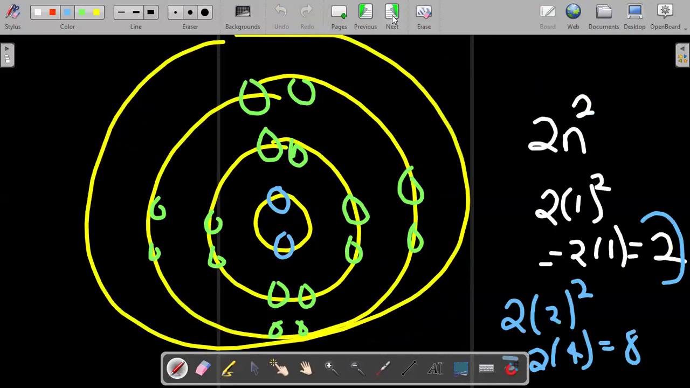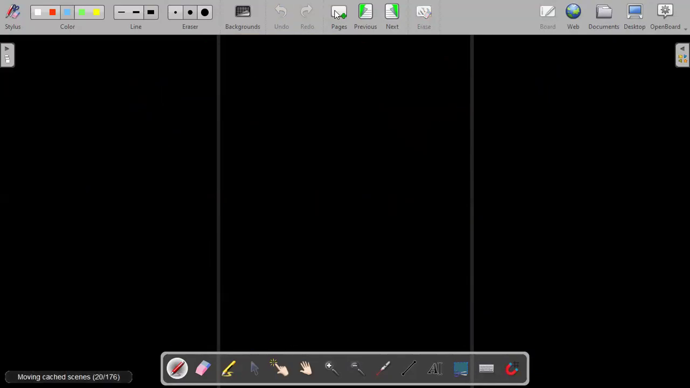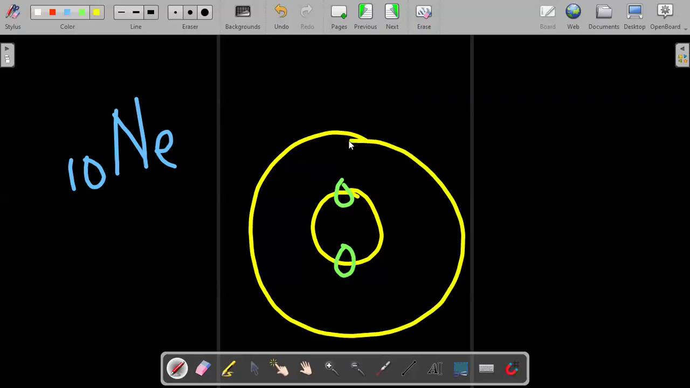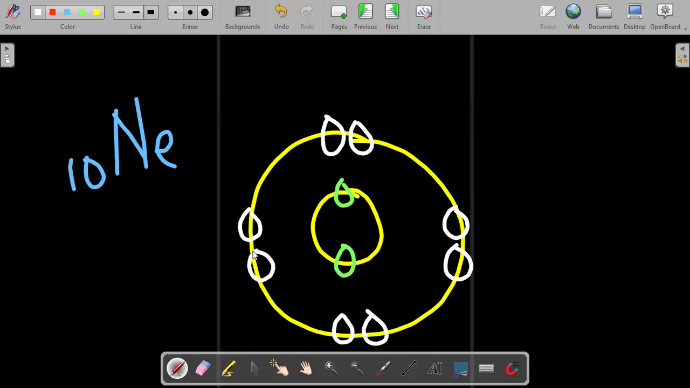Okay, so let's use neon. Neon, we said, is Ne, and the atomic number of neon is 10. If I want to arrange neon, the first electron shell must have 2 electrons. If I remove 2 from 10, how many electrons remain? It's 8. So the second electron shell must be 8. This is 2, 4, 6, and 8. There's nothing more to arrange. The 10 is complete, right?